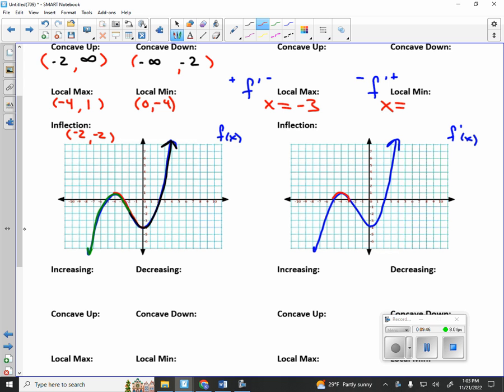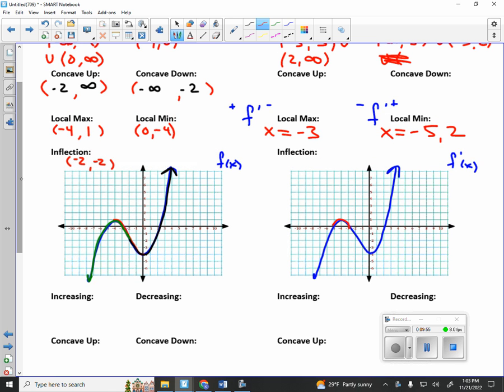All right, local min is where it changes from negative to positive, which would be negative 5 and positive 2. Great. And here's where people start to lose some of their confidence and understanding: when we start to look at the second derivative. Concave up and concave down is where f double prime is greater than 0 and where f double prime is less than 0.